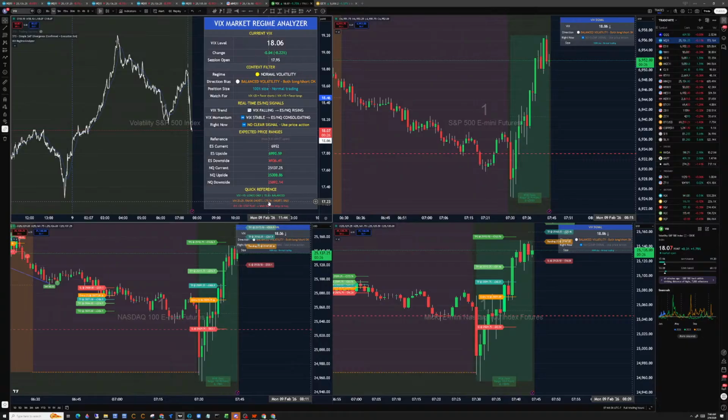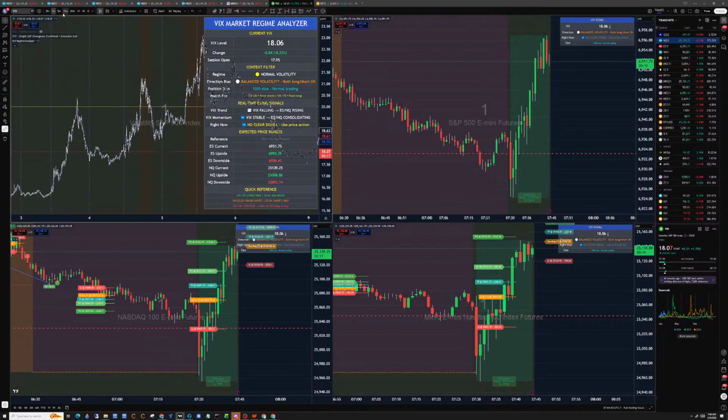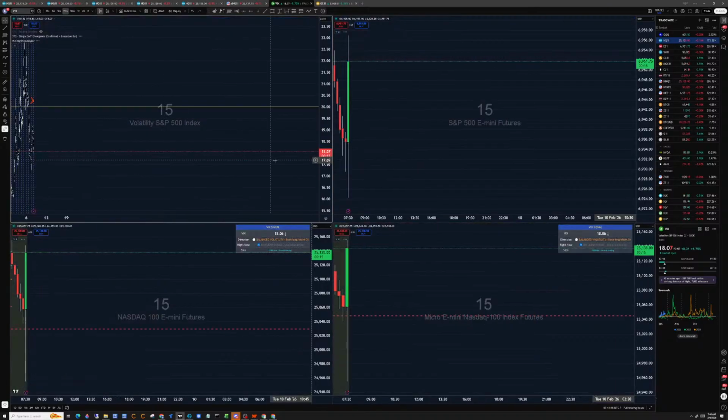25 to 30, shorts only. Anytime it gets up above 30, that's like panic mode, you know what I mean? And so if you go back and look, that's going to change all of them.